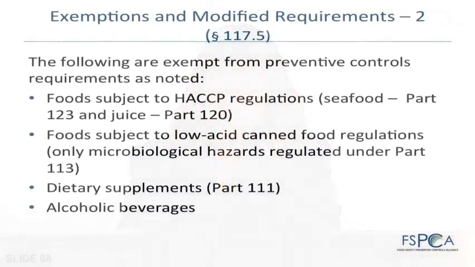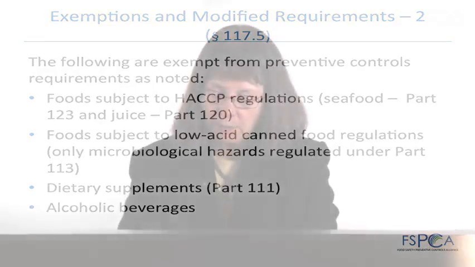There are other exemptions and modified requirements, some of which are shown in this slide. For example, there's an exemption for foods subject to FDA's HACCP regulations. That's seafood under Part 123 and juice under Part 120. Also foods subject to our low acid canned foods regulation with respect to the microbiological hazards. But if the canned foods have physical or chemical hazards, then the facility would have to have a food safety plan for those. There's an exemption for dietary supplements that are in compliance with Part 111. However, dietary ingredients are covered by this rule. And there's also an exemption for alcoholic beverages.